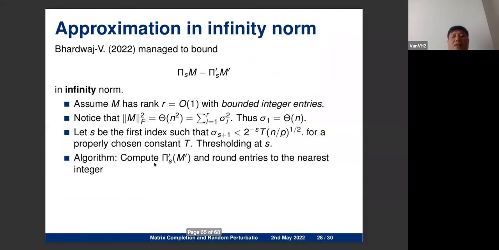And the algorithm is simple. You compute the projection. The thresholding actually makes a very small error because we just throw away very small singular values. They do not contribute much to the entries. And after you get this, you do the simplest cleaning. You get an approximation, right? Similar to the Montanari et al. algorithm, but now the cleaning process is very simple because we assume the entries are bounded integers, so we just round them to the nearest integer. And so what the theorem guarantees is that the infinity norm bound is less than 1/2. So when you round to the nearest integer, you get the correct value.